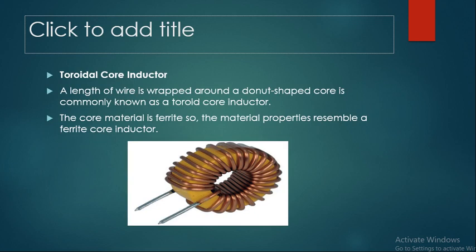Next is the toroidal core inductor. What is a toroidal core inductor? A length of wire wrapped around a donut-shaped core is commonly called a toroid core inductor. Look at the diagram. This is an example of a toroidal core inductor. The core material is ferrite, so it has the same features as a ferrite core inductor.